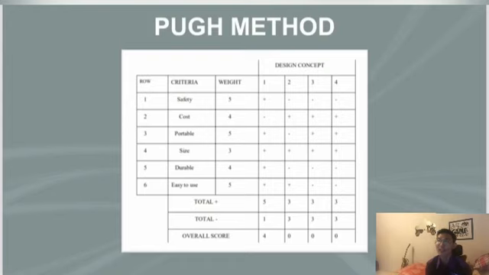Design 1 received the highest score of 4, with 5 total plus and just 1 total minus. Because the total plus equals the total minus, the alternative design received a 0 overall score.